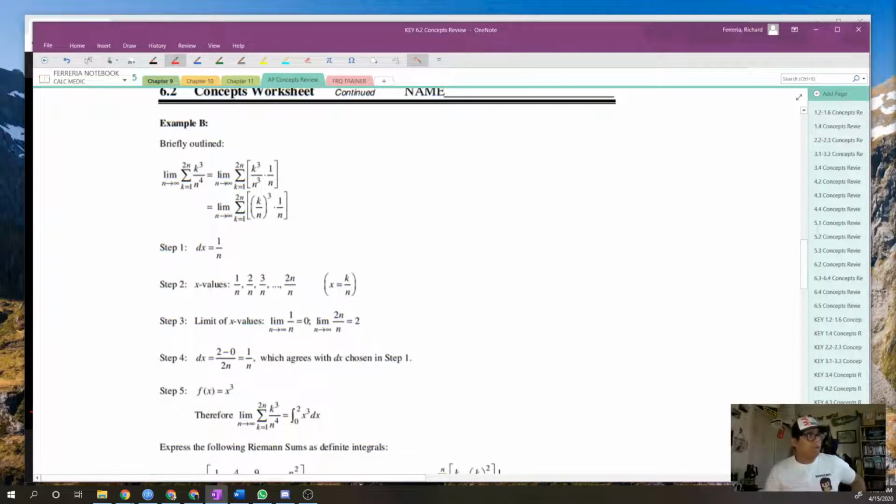Same step 3, you're going to take the first term and figure out what's that limit as n goes to infinity, and you do get 0. Take the last term, take this limit as n goes to infinity, and you get 2. So now you know you're going to integrate from 0 to 2.